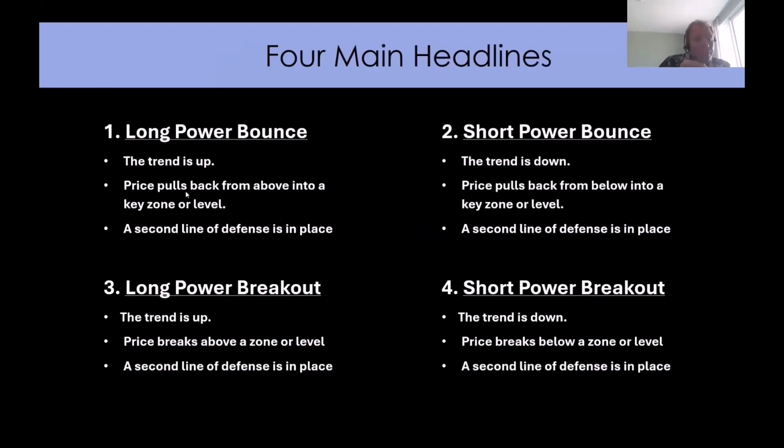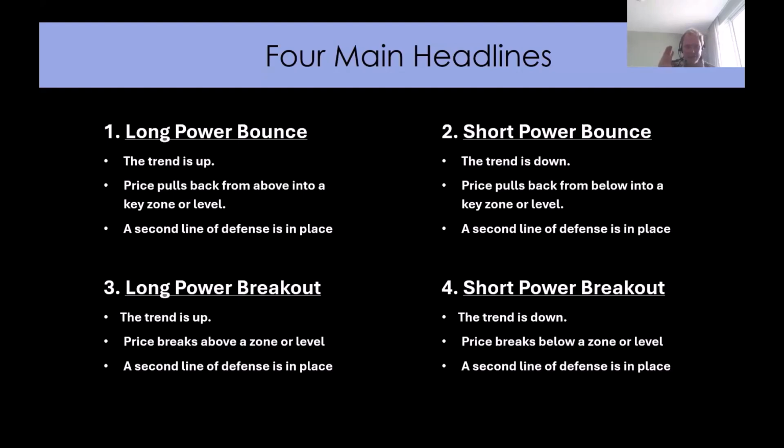Price pulled back to a key technical level on your chart, and there is a second line of defense in place. And how close these need to be together, and in which order these need to occur, this can be set in the settings of the indicator. I'm going to share my settings with you in just a second.